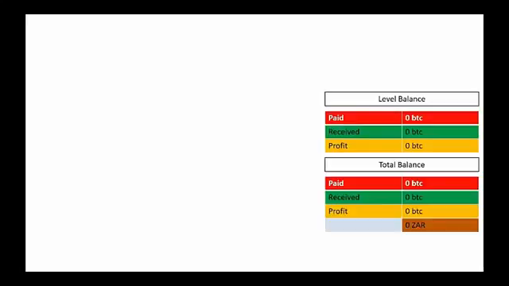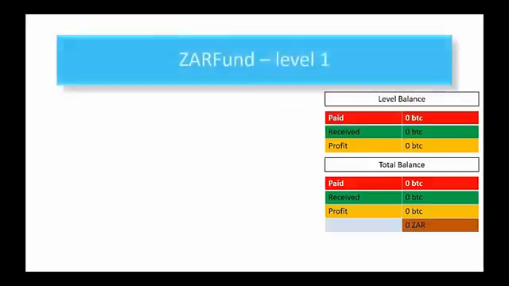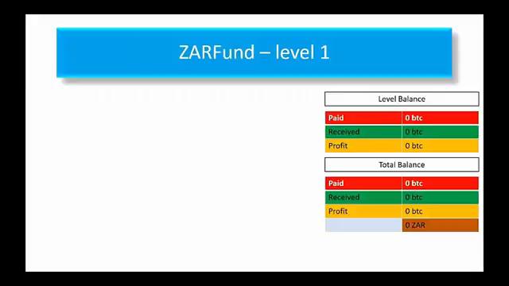Bear in mind that Zar Fund is a matrix, so it's mathematically structured. It's a 2x6 matrix, meaning that you can only ever sign up 2 people, but you can get up to 6 levels within the matrix. So everyone within it only signs 2 people, but everyone can progress to level 6.